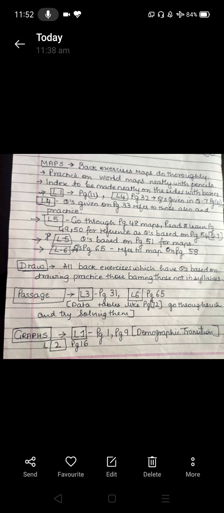Now, which maps can you refer to? I have given you all, so you don't need to worry about that. Lesson 1, lesson 4, lesson 5. There are questions related to these in the back exercises in these lessons. Lesson 6, I have referred to all those questions at the back, and I have given their page numbers also. Okay, students.